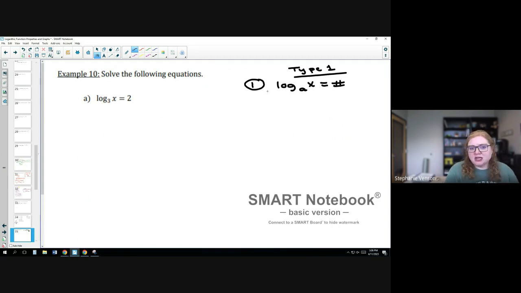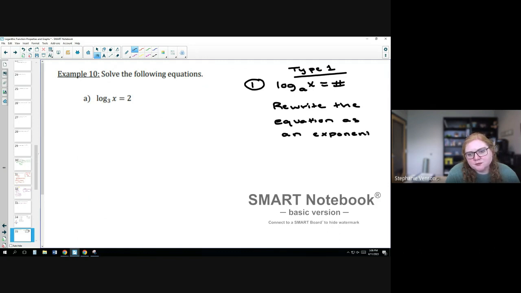If you have this type of equation, then what you want to do is rewrite the equation as an exponential and solve. So if you have this type, you want to rewrite the equation as an exponential and solve.